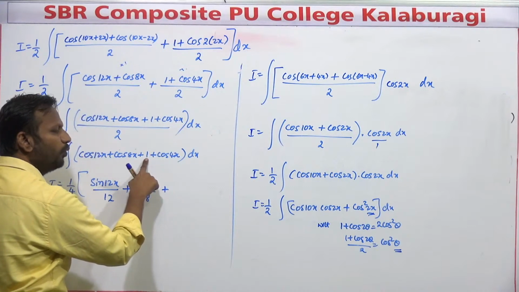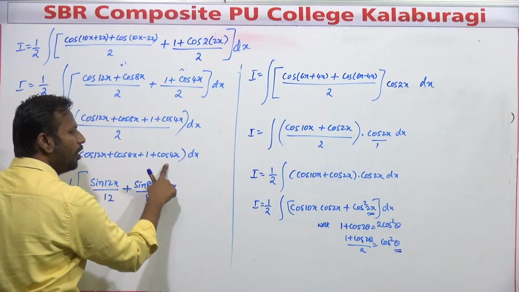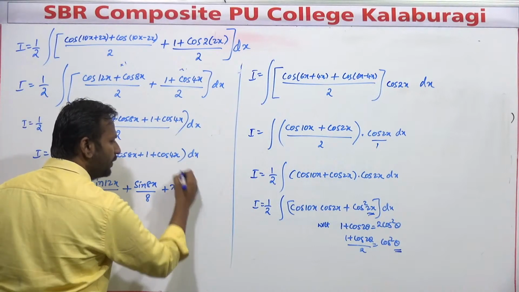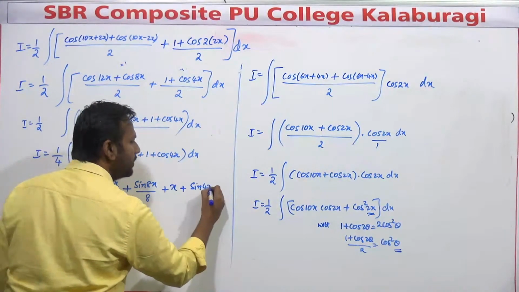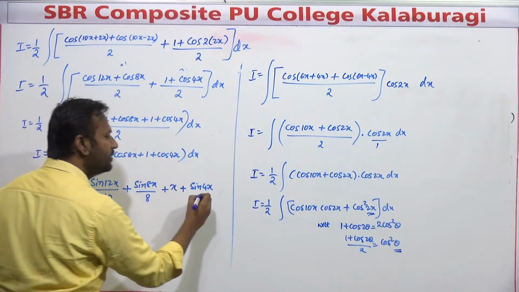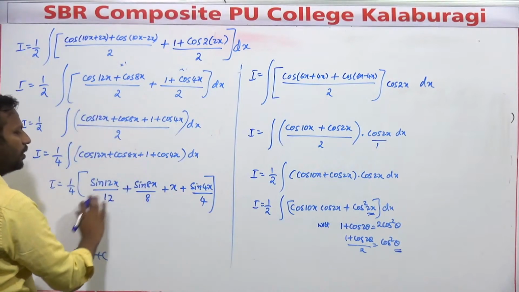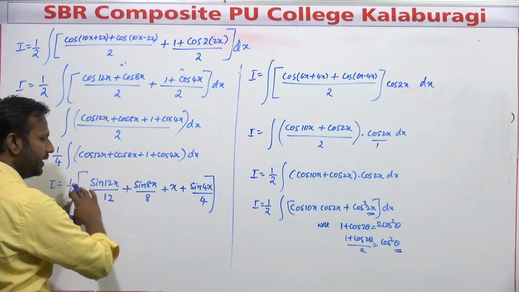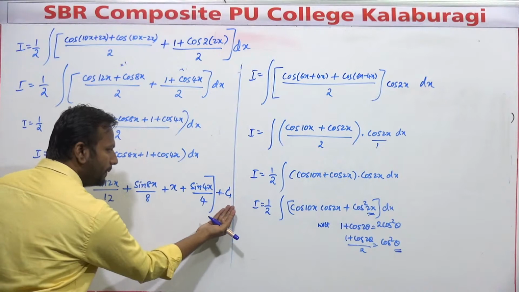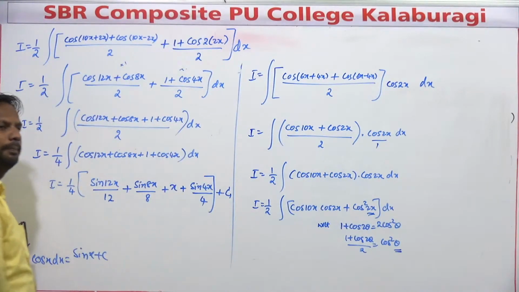Next, the integration of 1, students. What is the integration of 1? x. Next, the integration of cos 4x. What is the integration of cos x? sin x. So the integration of cos 4x is sin 4x. But inside we have linear form. Differentiation of 4x is 4, that you have to write. Right? After integrating all the things, close the bracket, and at last you should mention the plus c. Do not write plus c inside the bracket.